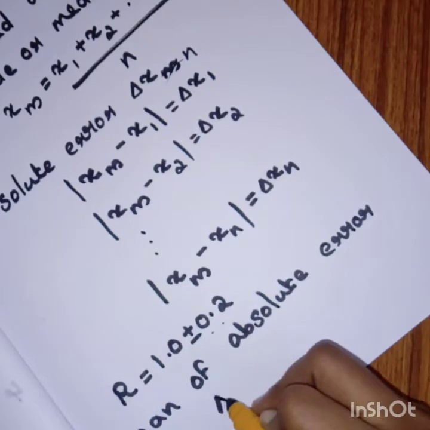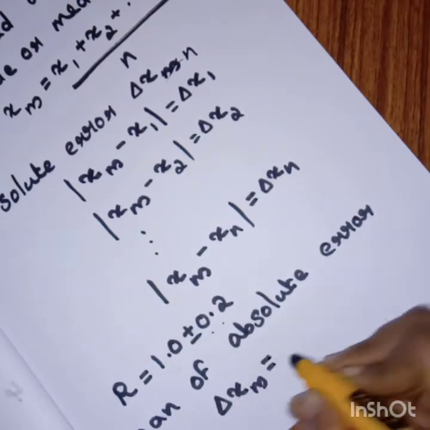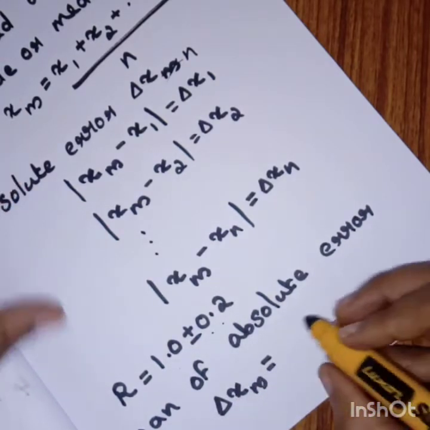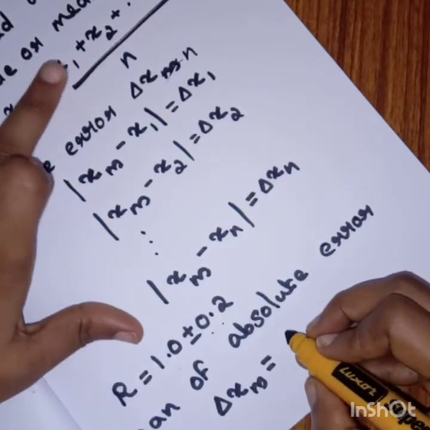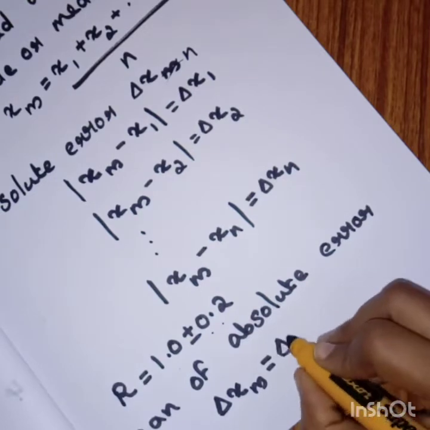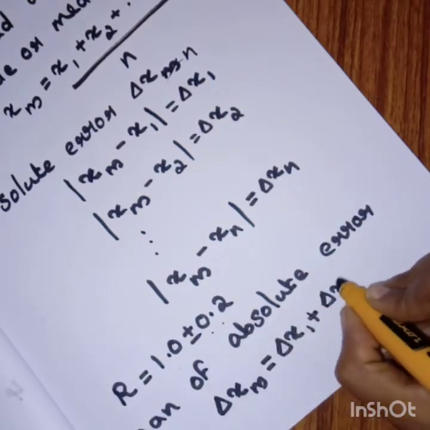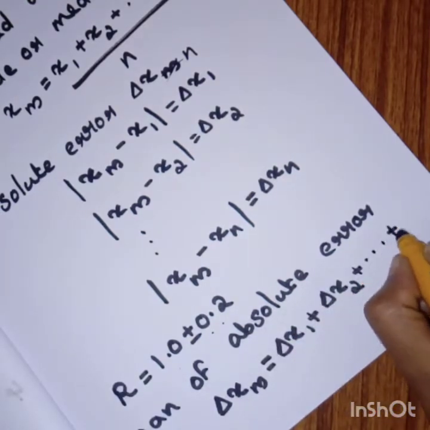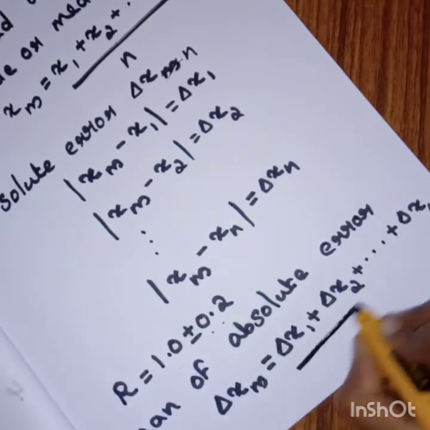That I denote as delta xm, similar to the method for xm. That is delta x1 plus delta x2 plus up to delta xn, divided by n.